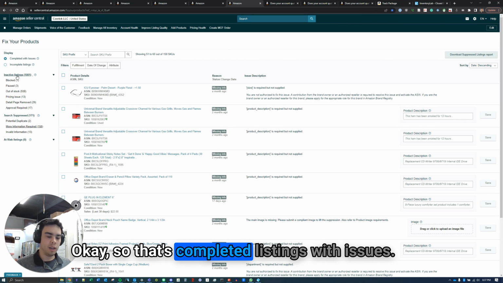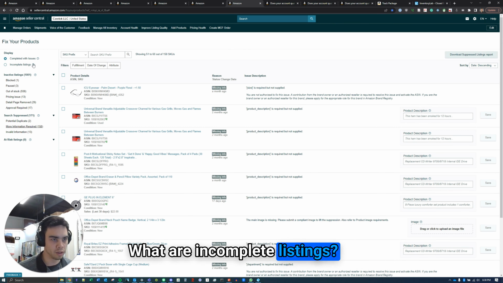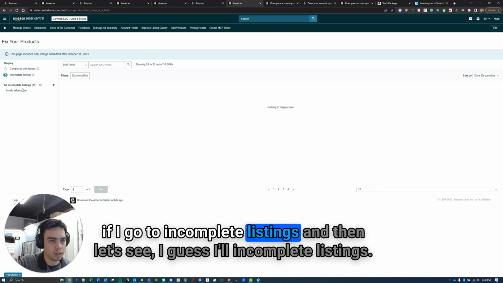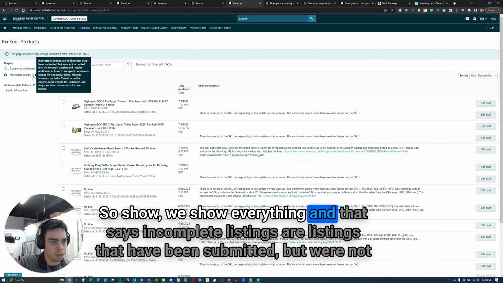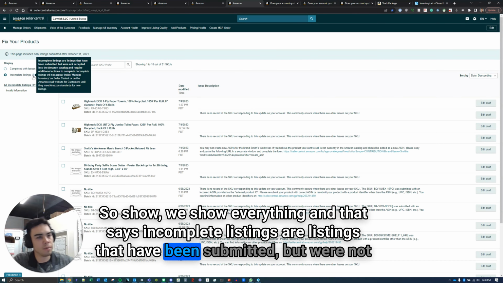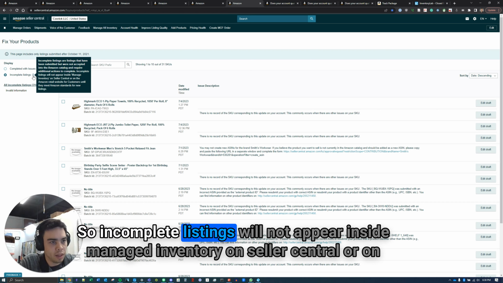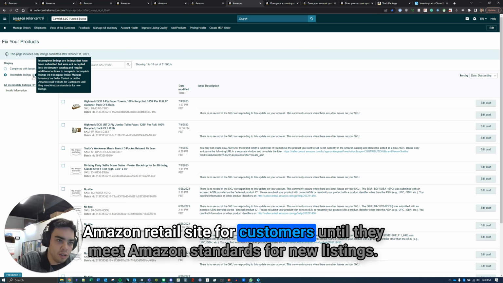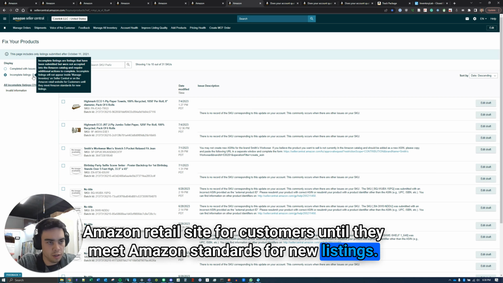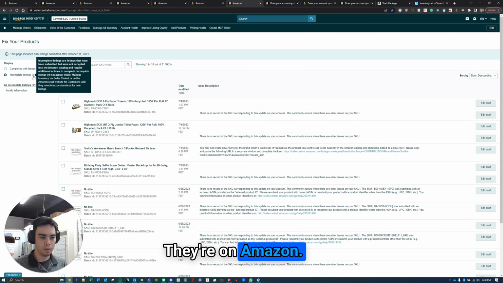Okay, so that's completed listings with issues. So now let's go ahead and look at incomplete listings. What are incomplete listings? If I go to incomplete listings, and then let's see, I guess all incomplete listings, so we show everything, and then it says incomplete listings are listings that have been submitted but were not accepted into Amazon's catalog and require additional actions to complete. So incomplete listings will not appear inside Manage Inventory, on Seller Central, or on Amazon retail site for customers until they meet Amazon standards for new listings. Okay, so just to reframe this, completed listings, they're on Amazon, okay?